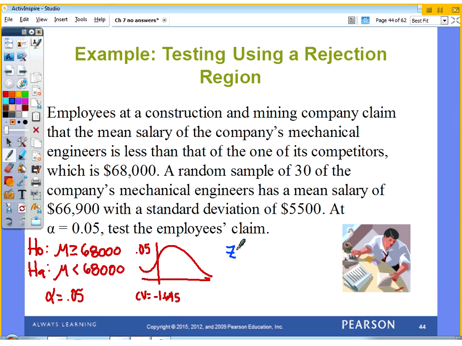So now we'll find our test statistic. Same formula that we used with our p-values. You're going to take your sample mean minus your population mean, divide it by the standard deviation divided by the square root of your sample size, and you're going to get negative 1.1. Now you need to put that negative 1.1 mathematically correct on your graph. So if this is negative 1.645, then negative 1.1 would have to be to the right of that. And that is not in the tail, that is in the area where we fail to reject.